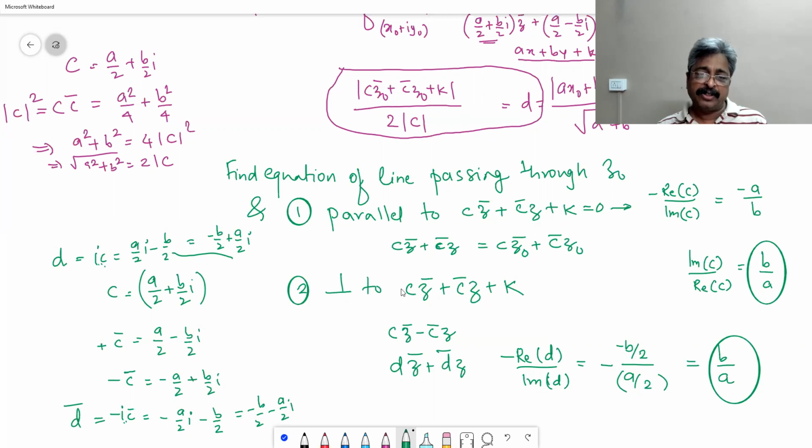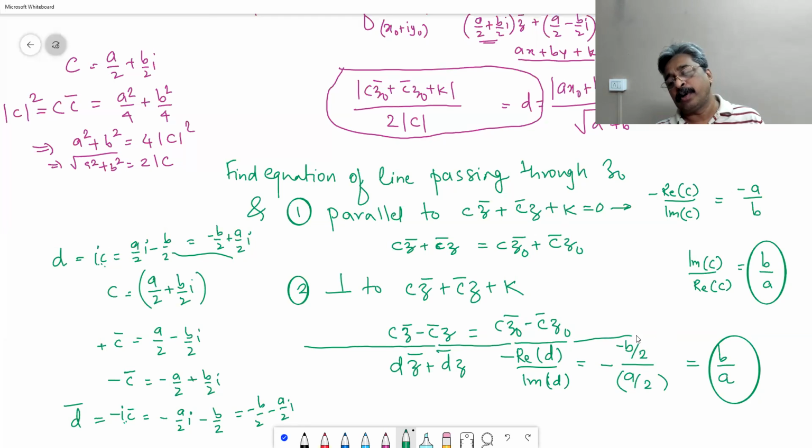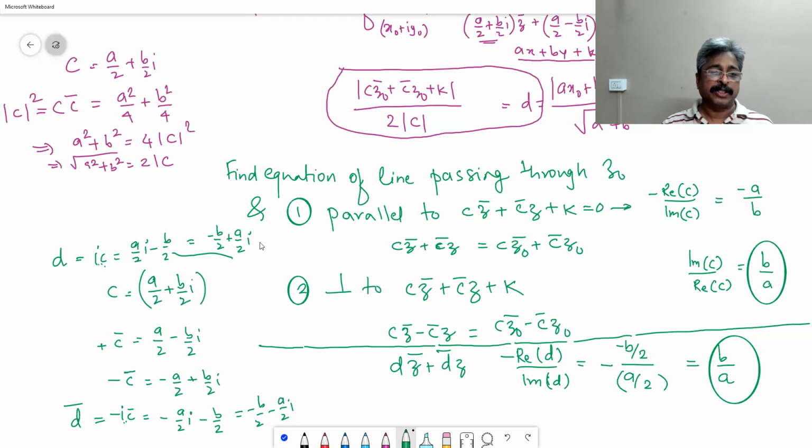And therefore, the equation of the perpendicular line is c z bar minus c bar z is equal to, now z naught should satisfy this. Therefore, c z naught bar minus c bar z naught. That is the explanation. I am aware a few of you will not have understood this, but you need to stretch yourself a bit so that you understand it. It is not something which is very difficult.